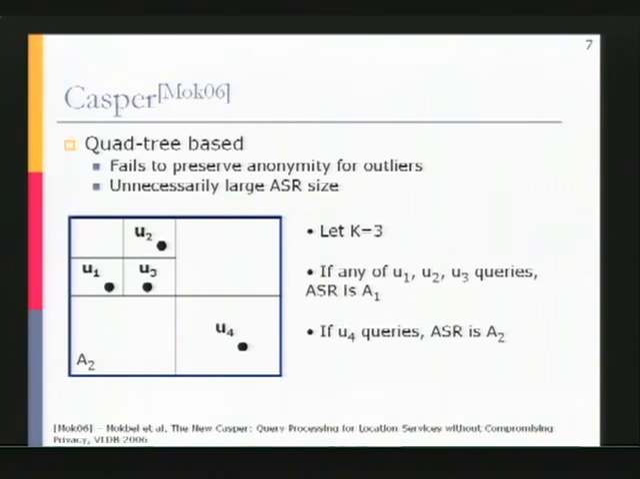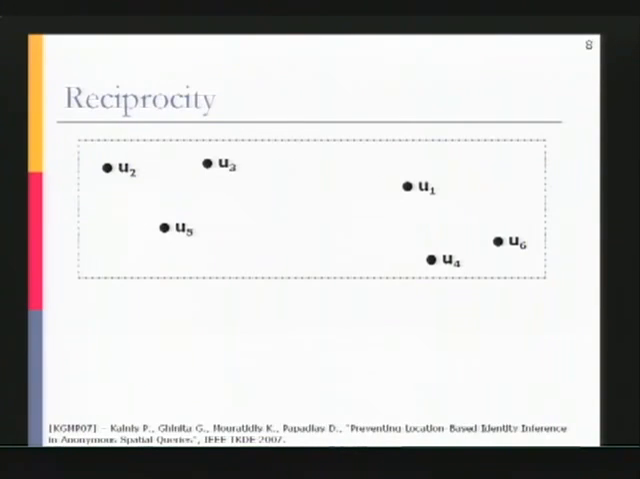Now, if an attacker has some knowledge on the distribution of locations, so he doesn't even need to know the exact locations. All we need to know as an attacker is the distribution of locations. Then, by simply looking at the size of the generated ASR, the attacker might see that U4 must have been the query source, right? So this method exposes the privacy of the outliers. How can we deal with this?